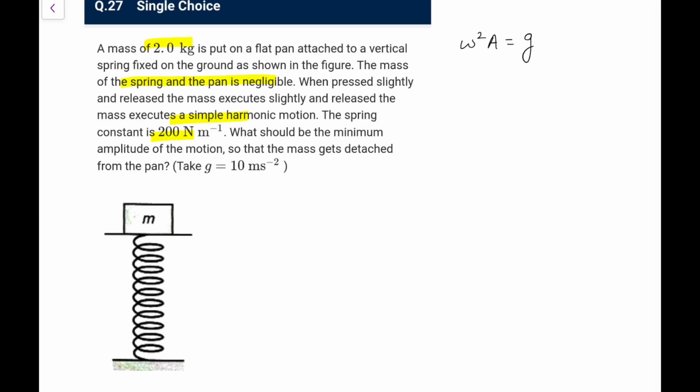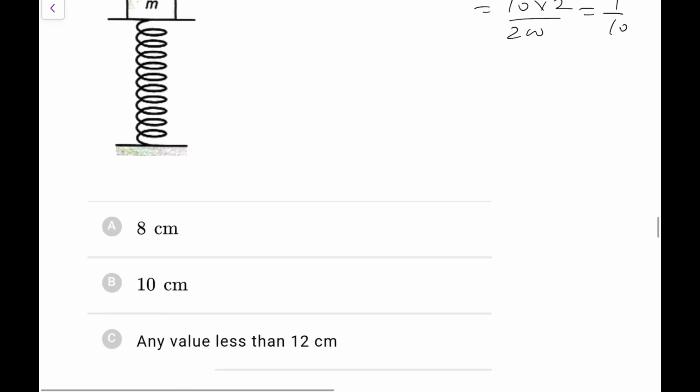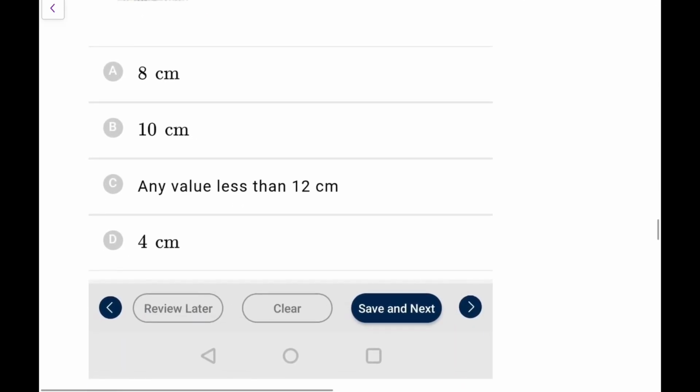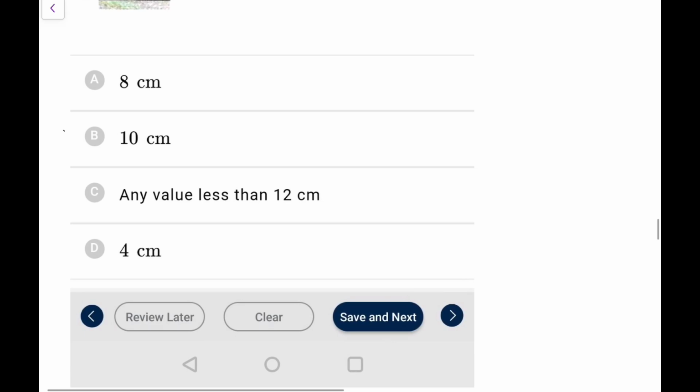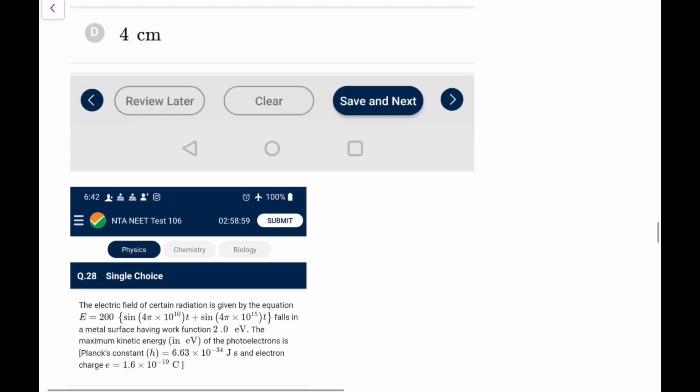So the amplitude would be g by omega square, and omega square is k by m, so g into m by k. So 10 into 2 upon 200, that is 1 by 10. So 1 by 10 means 10 centimeters. That is what you can go for. So again a standard one for you. Don't get confused by the figure.